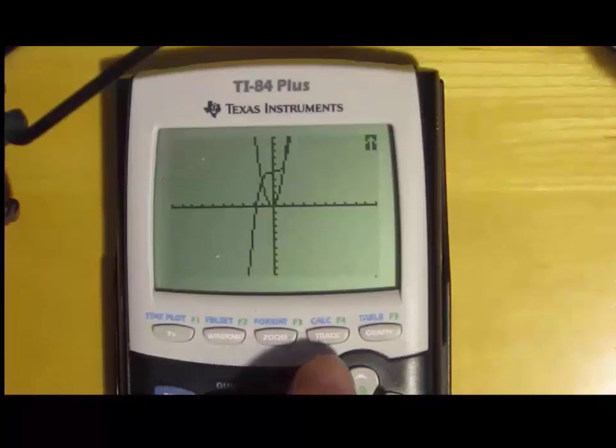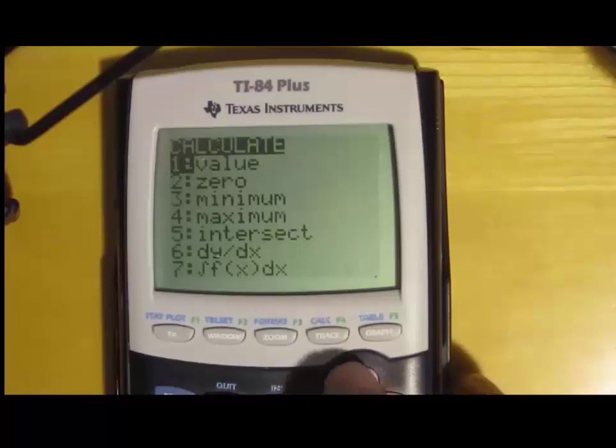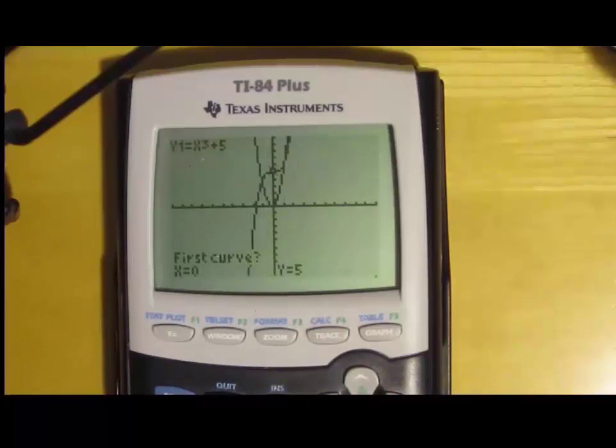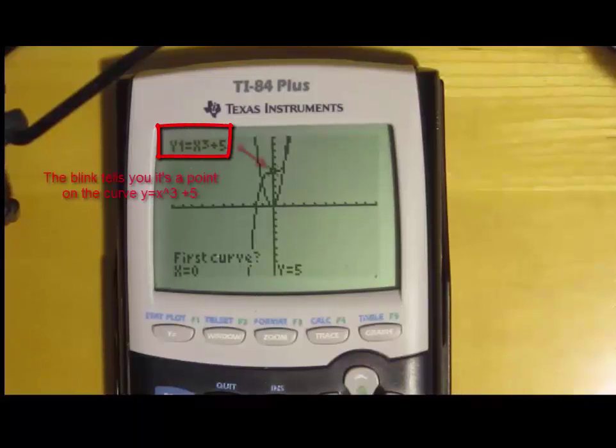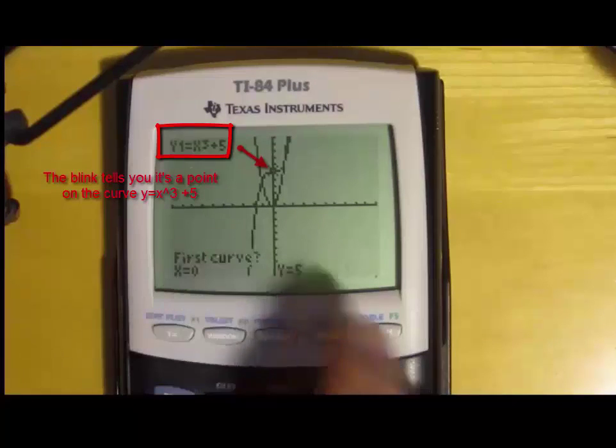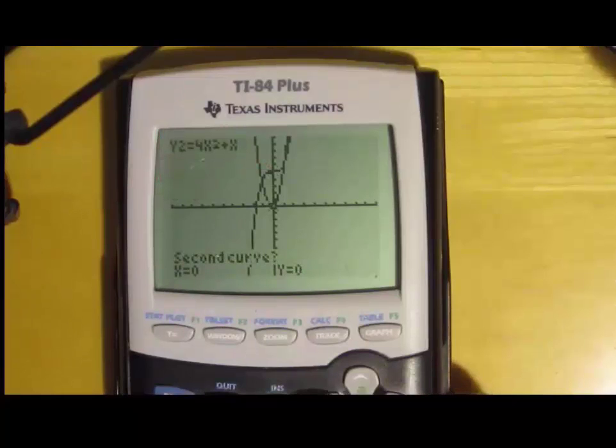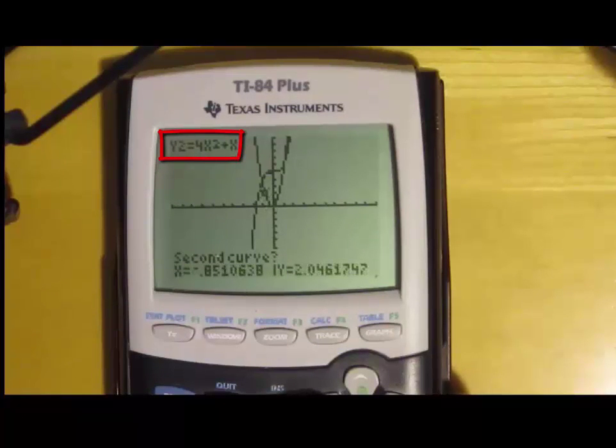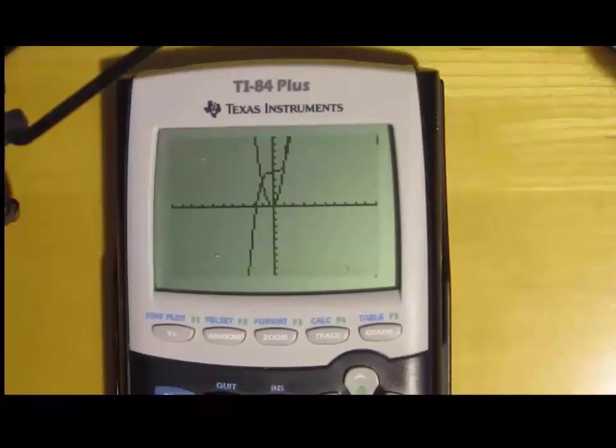The first intersection is easily seen, so we just use shift calculate and then use the intersection function. Look at the things blinking. They're asking you which one is the first graph, so we choose yes, that's the first graph we're going to pick. Then we're going to move to the second curve, click yes. So that's the first intersection that we find here.